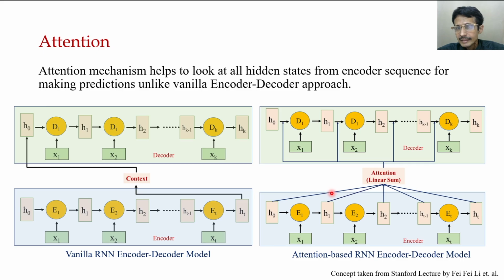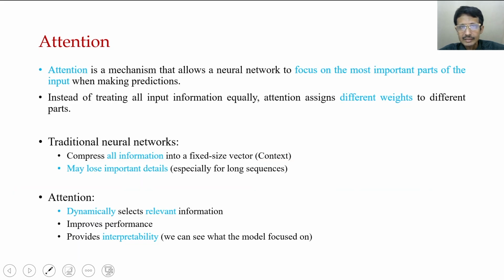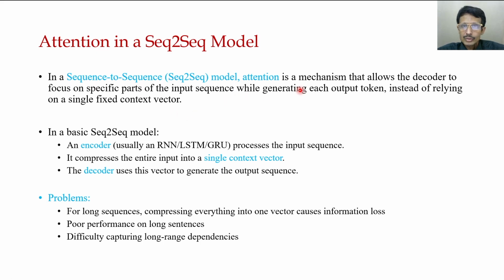So that we can selectively choose the inputs or different parts of the inputs. If it's a sentence, some words are important, some others are not, and we can choose that. Let me read this sentence again. Attention is a mechanism that allows the decoder to focus on specific parts while generating each output, instead of relying on a single fixed context.